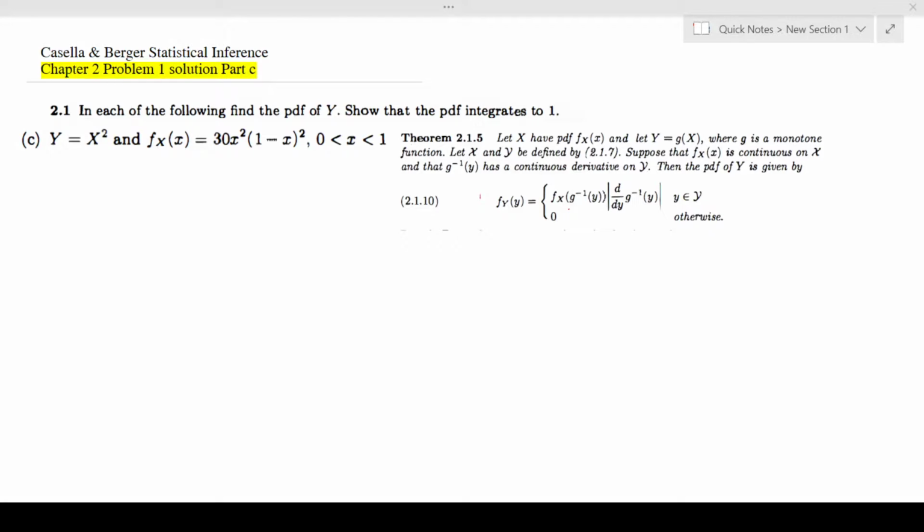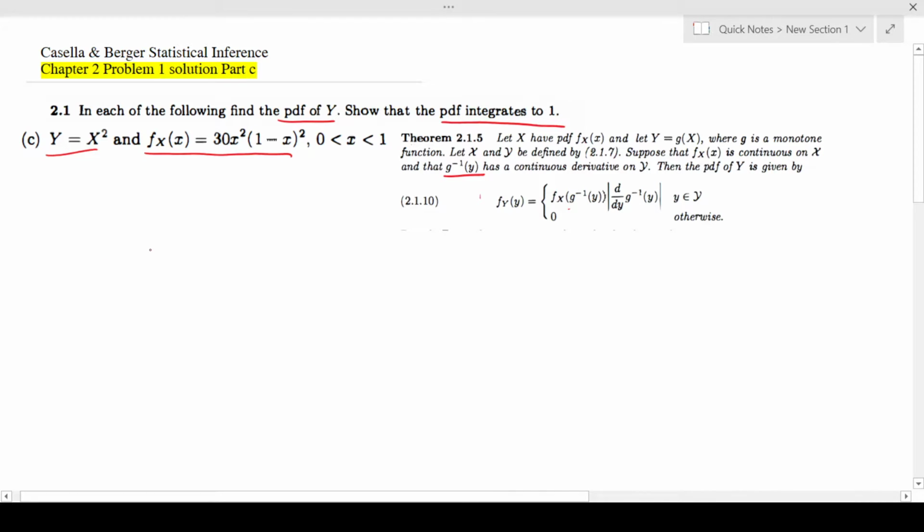Right. Hi guys, in this video I'm going to look at chapter 2 problem 1 final part C of Casella and Berger Statistical Inference. Again, we have to find the PDF of Y and then show that it integrates to 1. We are given the PDF of X and the relationship between X and Y, so we have to find g inverse of y and then do the question.